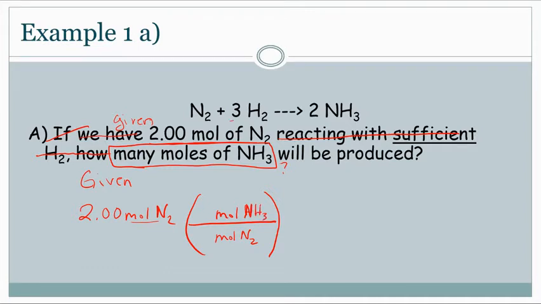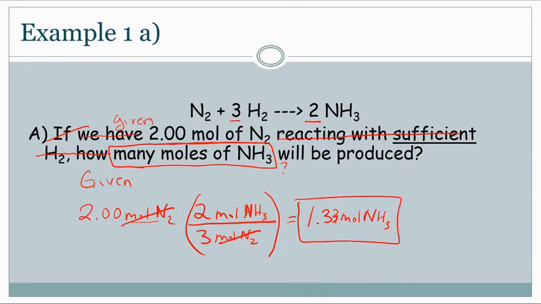So I'm going to look at my balanced equation. For every 2 moles of NH3, I have 3 moles of N2. So I'm going to do 2 times 2 divided by 3. I cancel moles N2, and I get 4 divided by 3, which ends up being 1.3 moles, or 1.33 if we wanted to look at it in terms of significant figures. Okay? And that is my answer. 4 divided by 3.